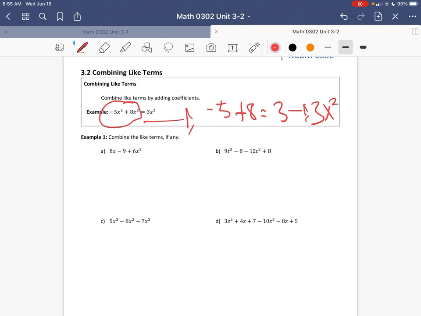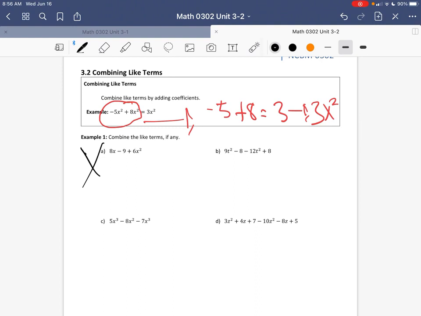Let's take a look at example 1, maybe not all of the parts of it, but at least some, so we can get used to combining like terms if there are any. In part A, we'll take a look at the expression. The expression is 8x minus 9 plus 6x squared. We don't have any like terms here, so there's nothing to combine.